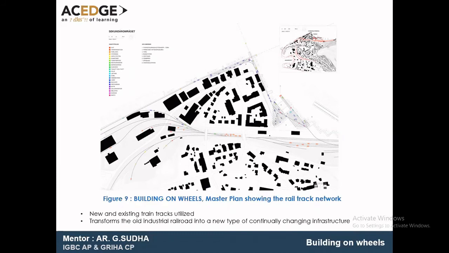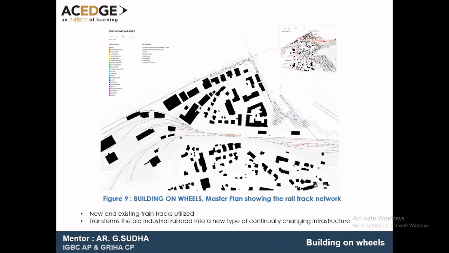And the old industrial railroads that were already existing in the city have been transformed into a new type of infrastructure which continuously keeps changing. It is not a static one, it's a dynamic one which is based on the mobile facilities that can move back and forth based on your requirement, based on the prevailing situations, or it can be based on the season.